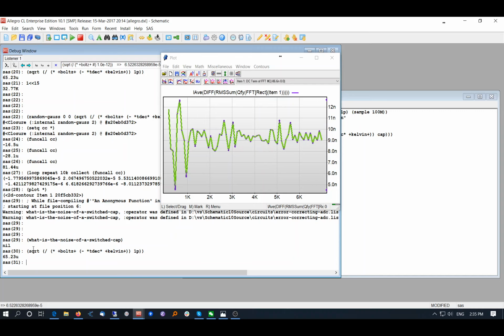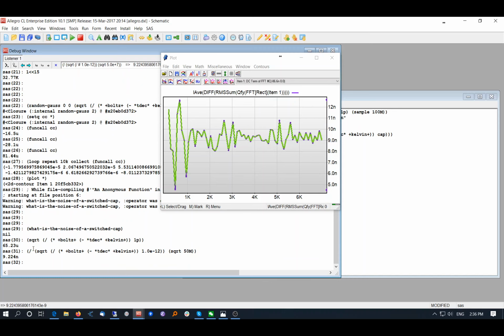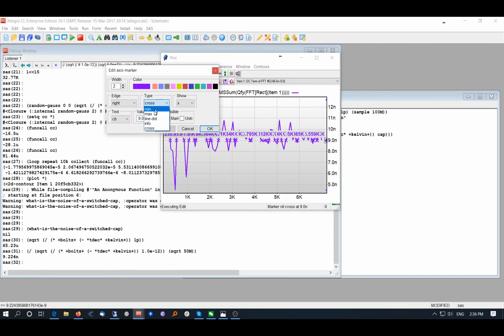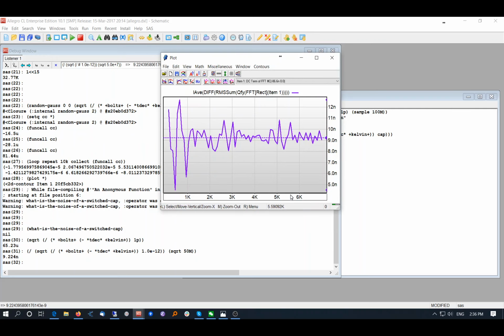Let's divide that noise by the square root of the bandwidth that we've got, which is the square root of, this is sampling at 100 megs, so we've got 50 meg bandwidth. So this is now the noise per root hertz in theory. 9.224 nanos. That's pretty close, isn't it? I'm going to add a marker there, and then I'm going to adjust it. That marker, I'm just going to tell it it's informational, and I'm going to put it at 9.224 nanos. Wow, how about that?